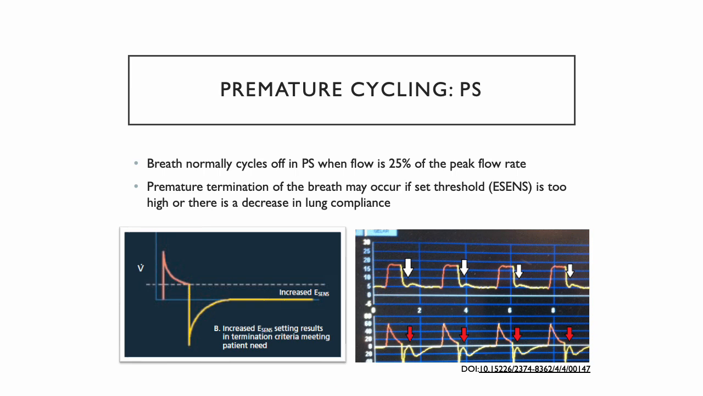So again, looking at the picture on the right, we see these positive deflections in the flow time waveform that correspond to negative deflections in the pressure time waveform that occur within expiration. And this is actually the patient trying to continue to breathe in as the machine has already cycled off into expiration. If we increase the E-sense setting, this will actually solve the problem of premature cycling.